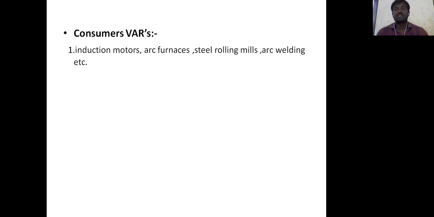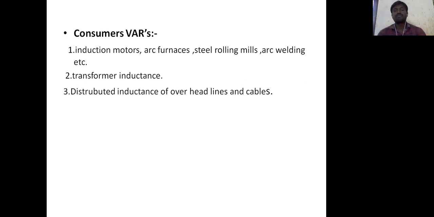In case of excessive voltage, the absorbers are the distribution transformer inductance and the distributed inductance of overhead lines and cables. In cables, the inductor absorbs the reactive power, and the capacitance delivers the reactive power. So the distributed inductance of overhead lines and cables are the consumer VARs.